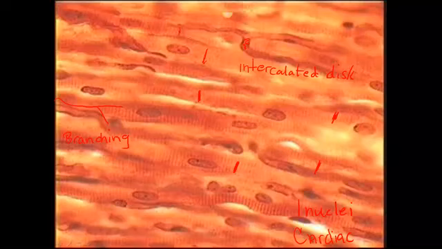Okay, intercalated discs. These are where an action potential allows a faster movement, because all of the cells of a chamber of your heart have to contract at the same time. So you need to find a way to depolarize all the cells together so that they'll all squeeze at the same time. So intercalated discs, branching, and one nucleus per cell are characteristic of cardiac muscle.